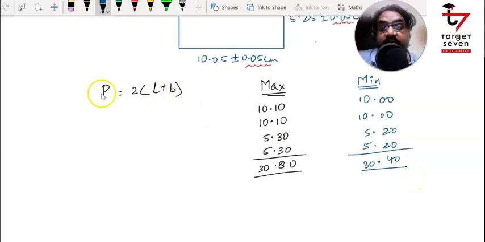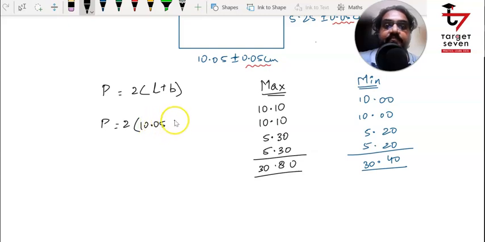If we directly determine the perimeter using this formula, we would end up getting 2 times 10.05 plus 5.25, with the value adding up to be 30.60 centimeters. I hope all of us are on the same page until now.